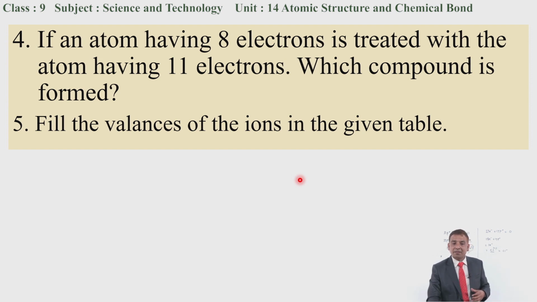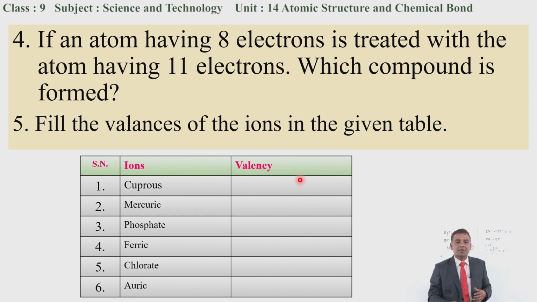Fill the valencies of the ions in the given table. That means cuprous, what is the valency of it? You have to fill this table. What is the valency of cuprous ion, the mercuric ion, phosphate, ferric, chlorate, and auric? What could be the valencies of these ions or radicals? Please fill in your copy and check whether it is correct or not.